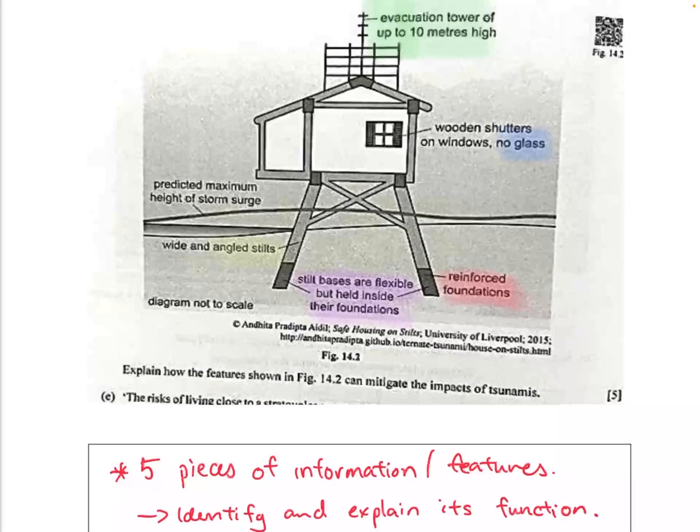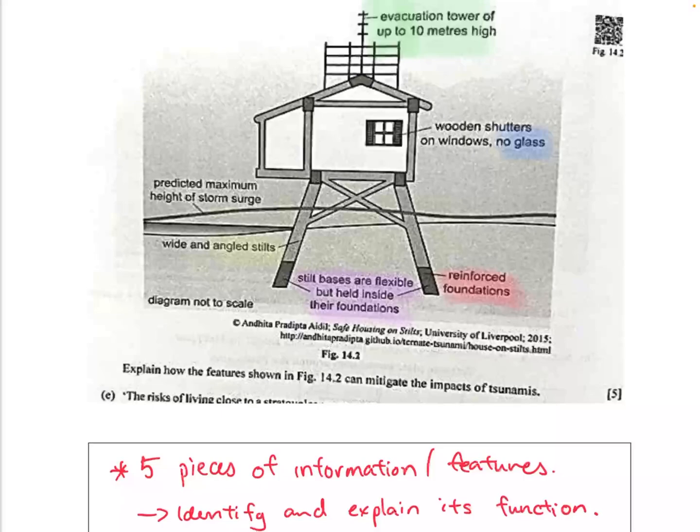Okay, so I would normally start either with the bottom or the top, either with the evacuation tower of up to 10 meters high. What would the evacuation tower do? What does it do for such a situation? Why do you need it to be 10 meters high? Okay, because that's generally taken to be the moment where it's still possible to do some intervention.